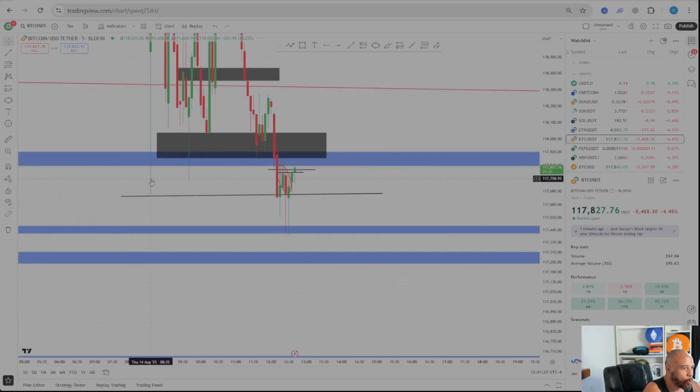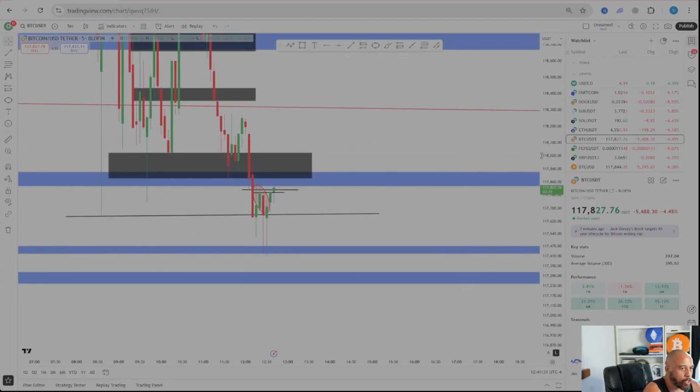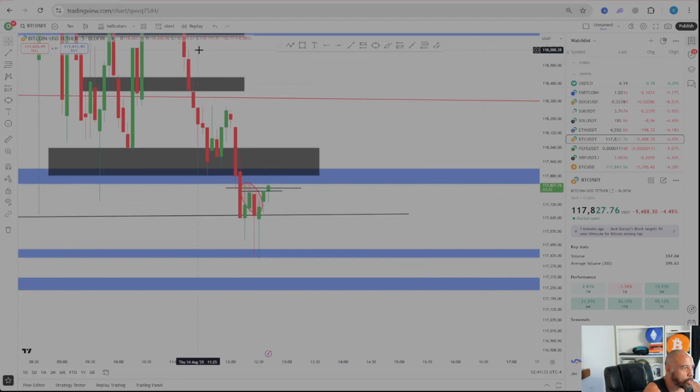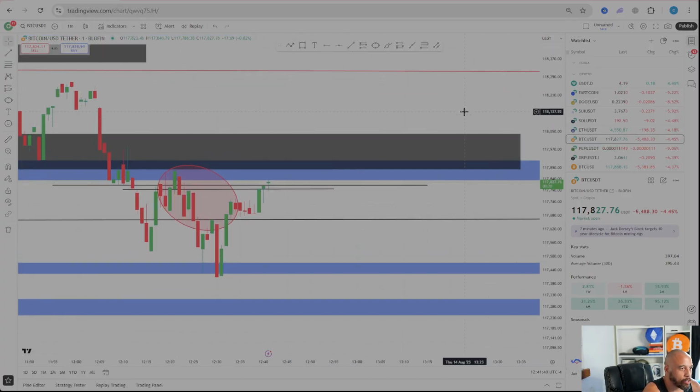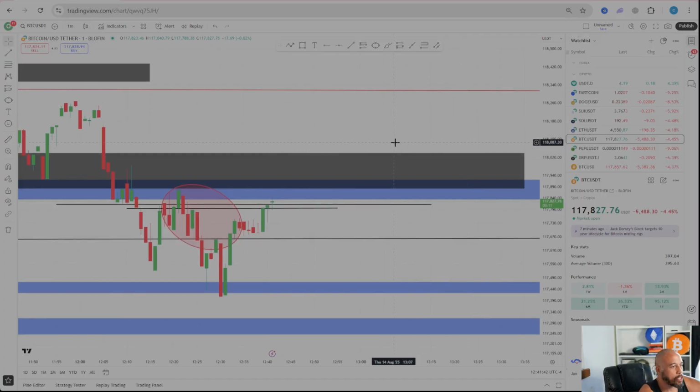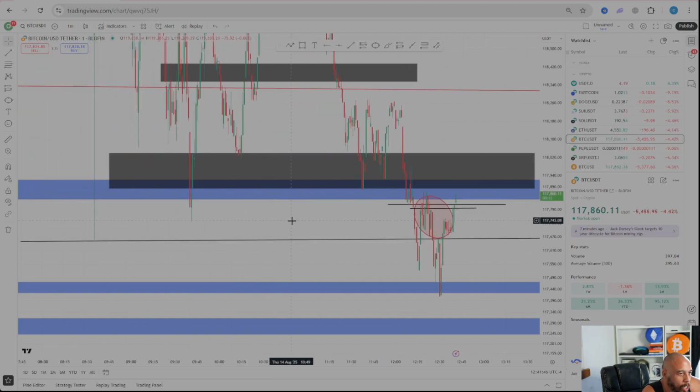I believe we're going to be going for a short at some point, but we're going to wait till we see the correction in the market before we think about even entering, right? Let's say it respects the liquidity line. All these blue lines is where liquidity is, guys.